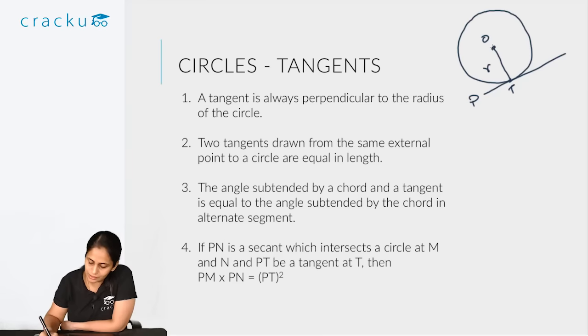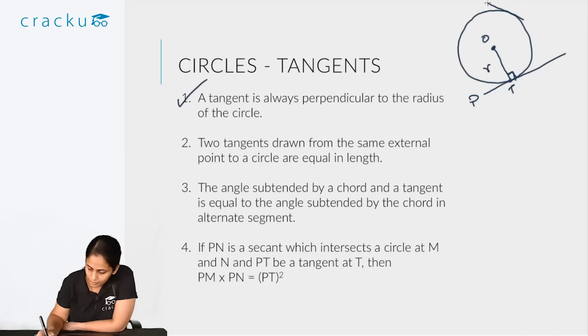So if you join this point T to the center of the circle, then this particular OT will be perpendicular to the tangent of the circle. So this triangle will be a right angle triangle. Based on this, I can also infer more. If I know the first property, I will try to infer the remaining properties out of it.